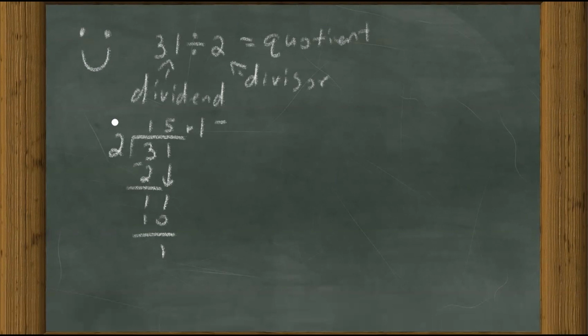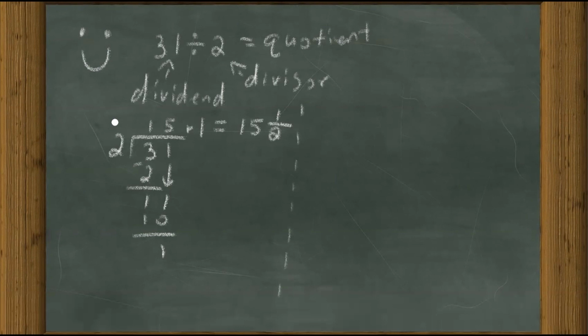And another way to write this is as 15. I'm going to put the remainder in the numerator position, and then I'm going to put the divisor as the denominator. So 15 and 1/2 is the same as 15 remainder 1 for this problem. Show one more before we look at some examples.